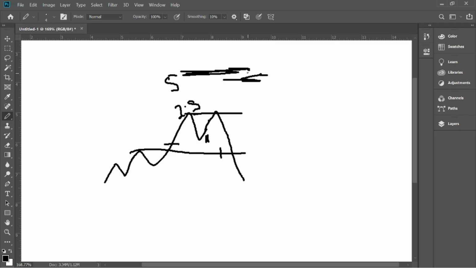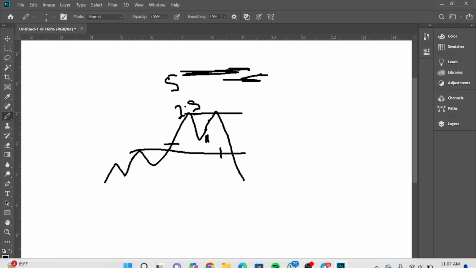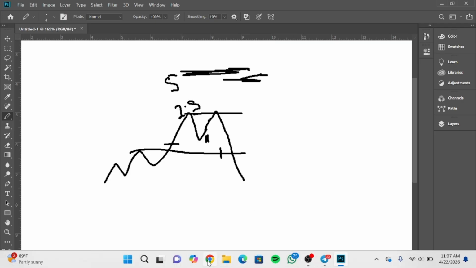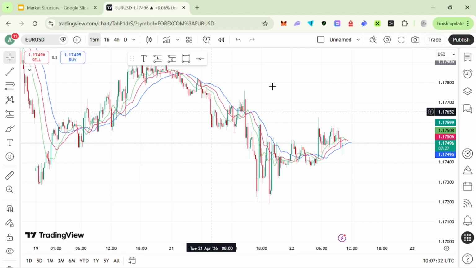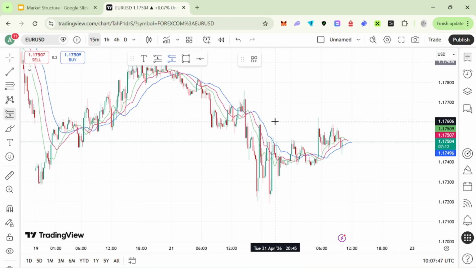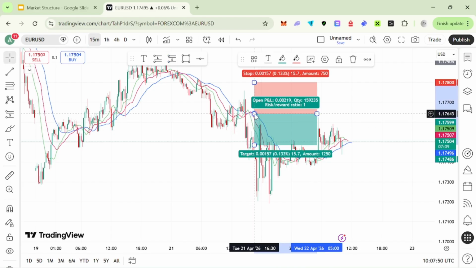Okay, now I've been talking about risk to reward. I need to show you guys what it looks like, because it's actually a tool that you use in trading. You can see it. These are the long position and short position tools. Depending on which position you are taking, you can use any of them. So let's say we are going to take a short position. You place it, let's say somewhere here.